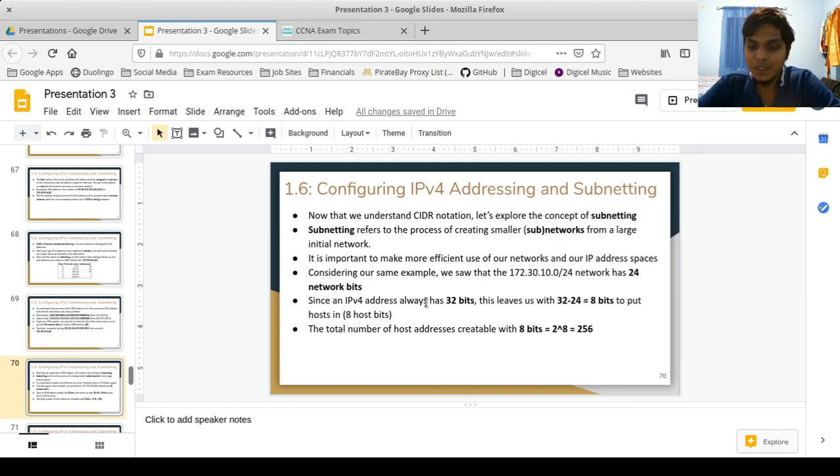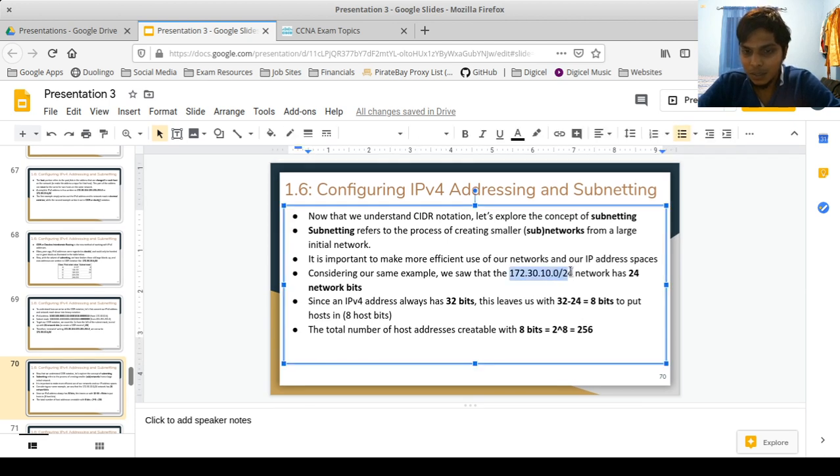So since an IPv4 address always has 32 bits, this leaves us with 32 minus 24, which is 8 bits to put host in. So it means 8 host bits. So the total number of host addresses creatable with 8 bits is just 2 to the power of 8, which is 256. So what that means is that in this complete network, 172.30.10.0/24, we could fit 256 host machines in there.